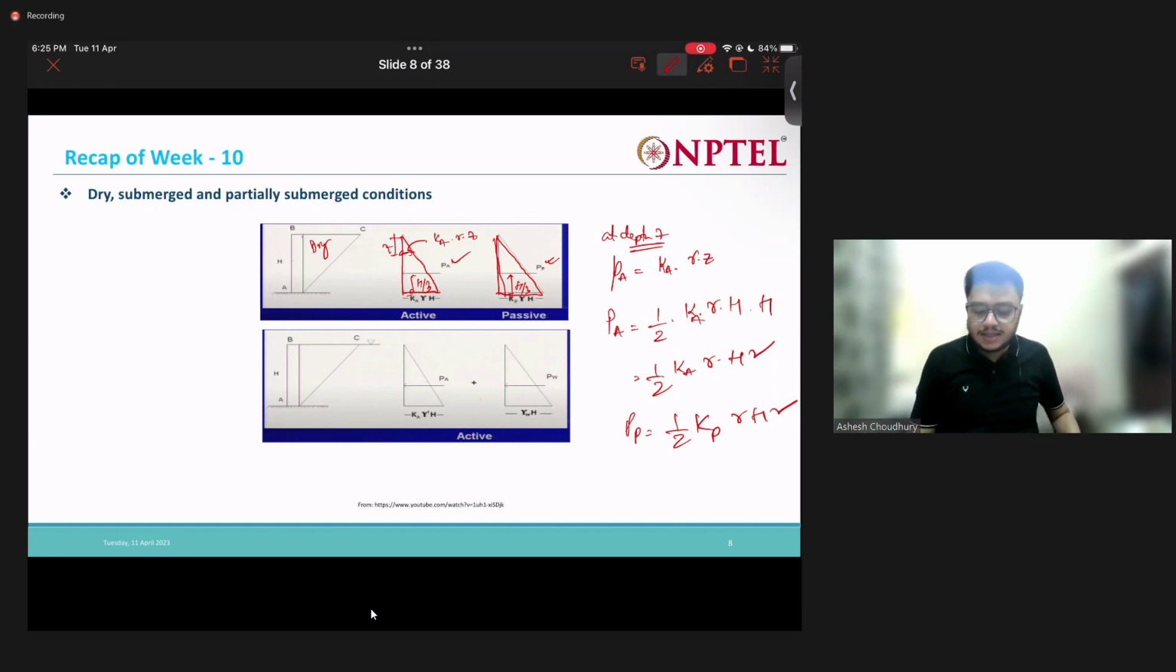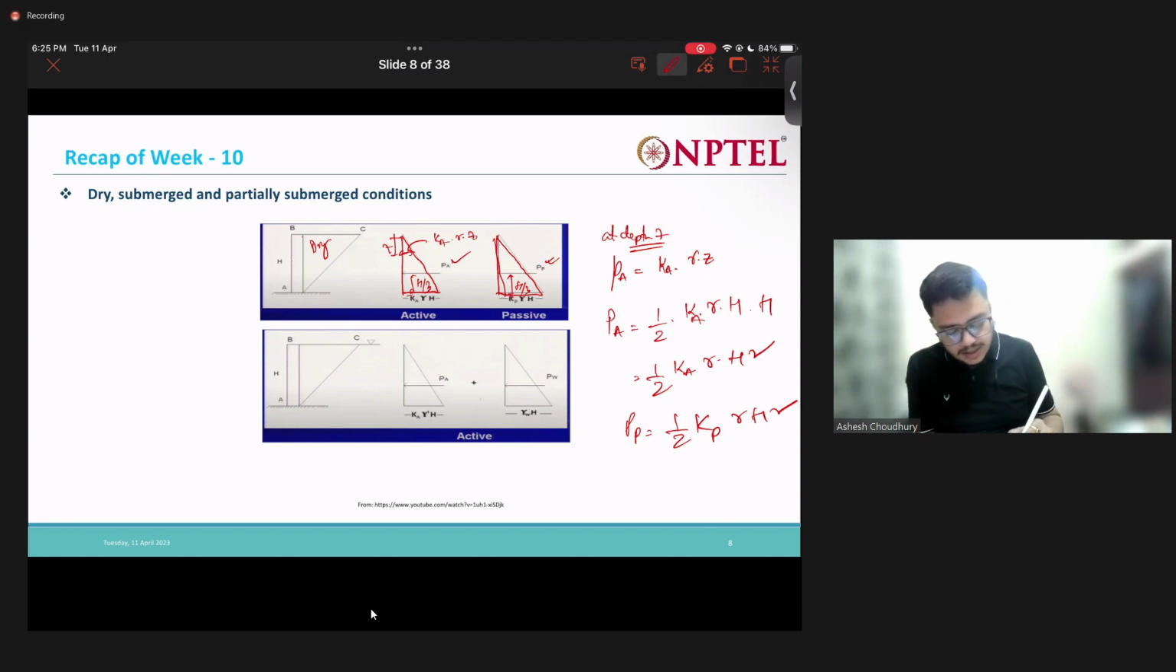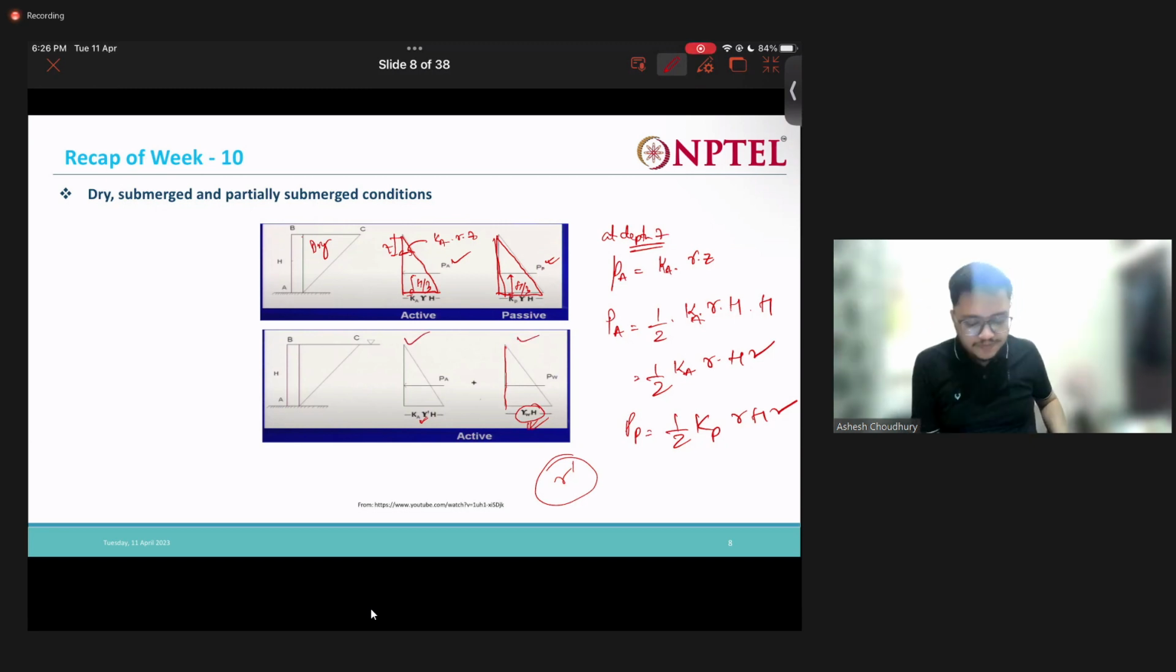Similarly, for the submerged condition, say the soil is completely submerged. In that condition, it is the same, just here the unit will be the submerged unit weight. Remember that the unit weight will be submerged, and along with that, we'll have the hydrostatic pressure also acting, gamma w into h. So these two things are acting when the soil is submerged.